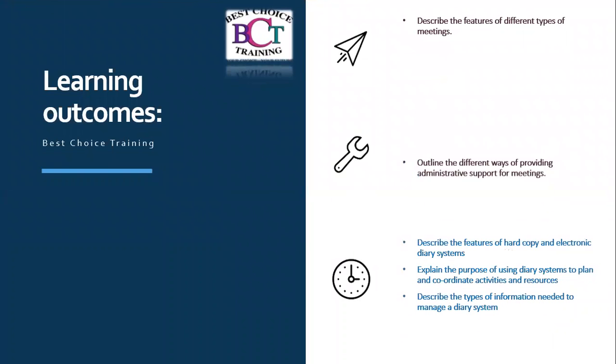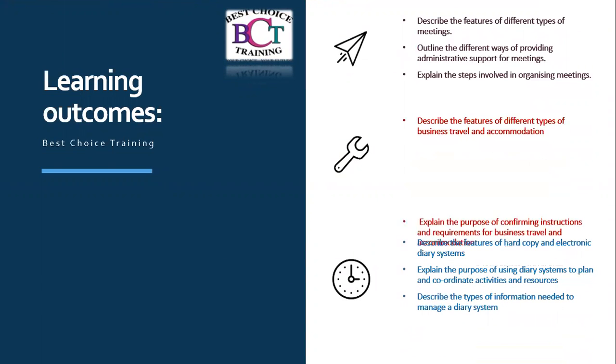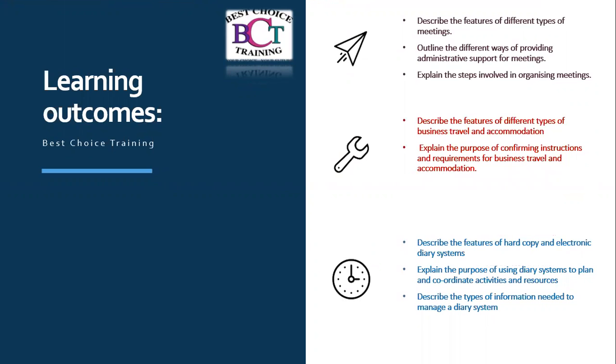Thank you for completing that. So we're just going to have a look at your learning outcomes, and they are to be able to describe the features of different types of meetings, outline the different ways of providing administrative support for meetings, and to be able to explain the steps involved in organising these meetings. You'll also be able to describe the features of different types of business travel and accommodation. You'll be able to explain the purpose of confirming instructions and requirements for business travel and accommodation. And you'll be able to explain the purpose of keeping records of business travel and accommodation.